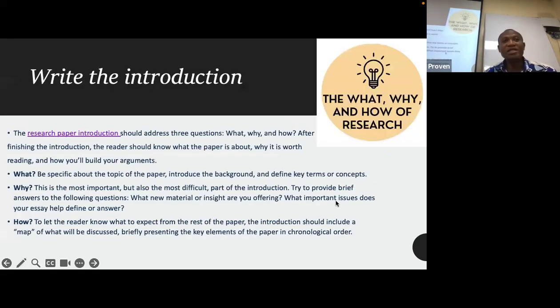Okay, so in writing the introduction, look at three questions. What am I writing about? Why am I doing it? And how am I doing it? Those are the specific things you want to look out for in your introduction. The rest of the explanation is in the text there. I don't want to read it too much.